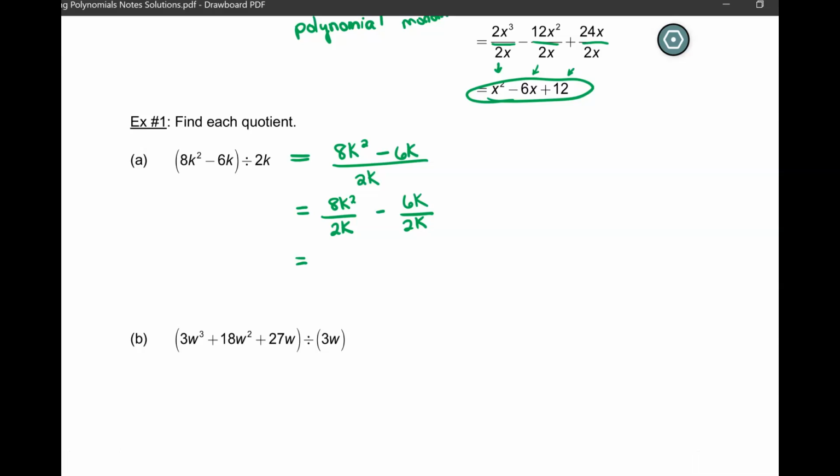So 8 divided by 2 is 4. K squared over k to the first is k. Minus 6 divided by 2 is 3. And the k's are going to cancel. So 4k minus 3.